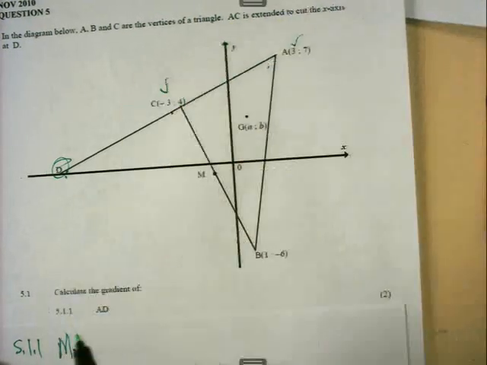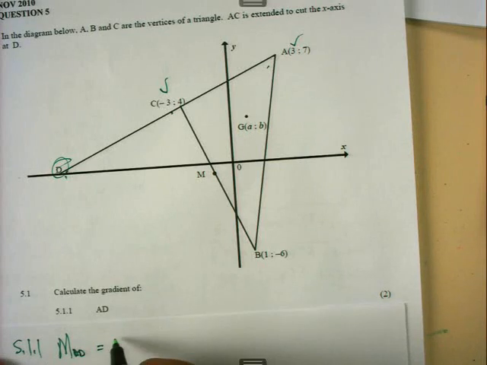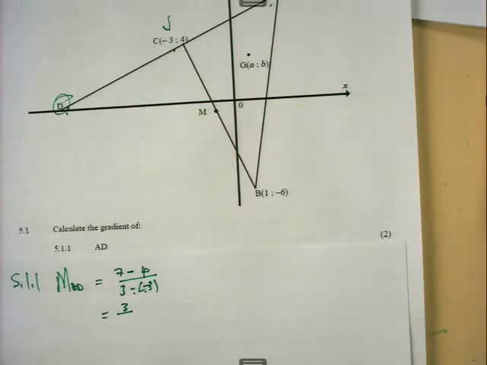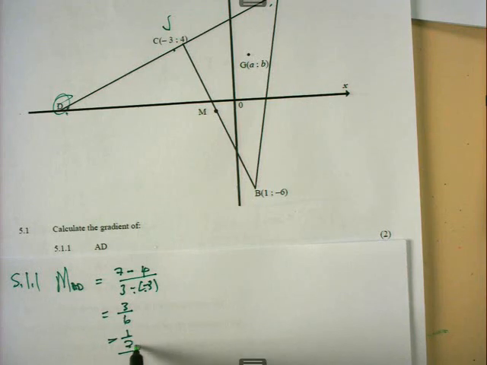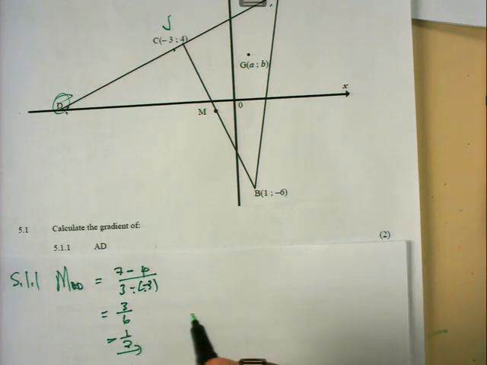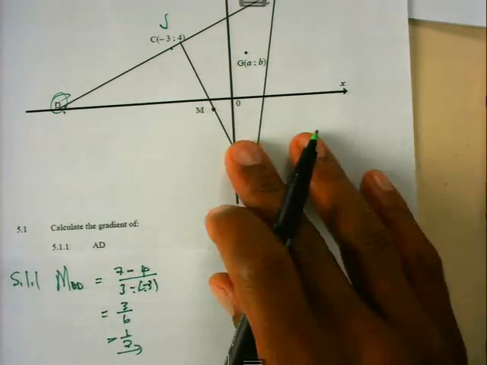So the gradient of AD, which is the same as the gradient of AC, is equal to y2, which is 7 minus 4, divided by 3 minus negative 3. Of course, 7 minus 4 is 3. Now 3 plus 3, negative times negative is a positive, so the answer there will be 6. The final answer will be 1 over 2. That is a half, 3 divided by 6. Right. Now we have the gradient of AD, which is a 2 marks question.